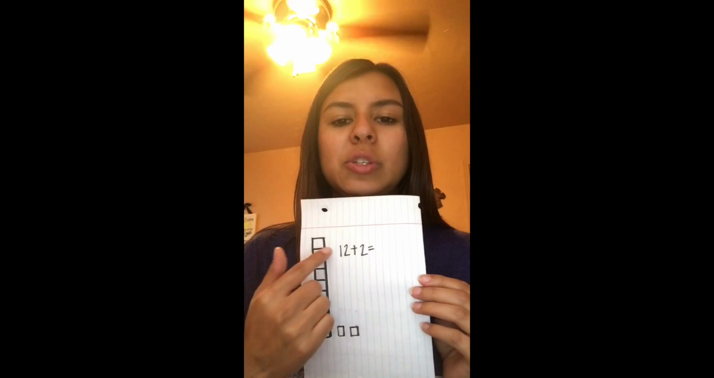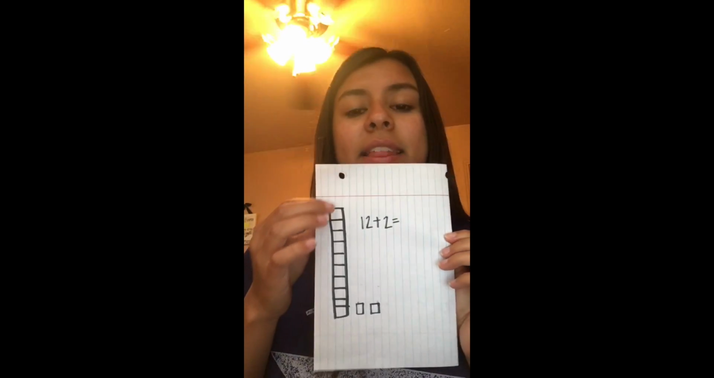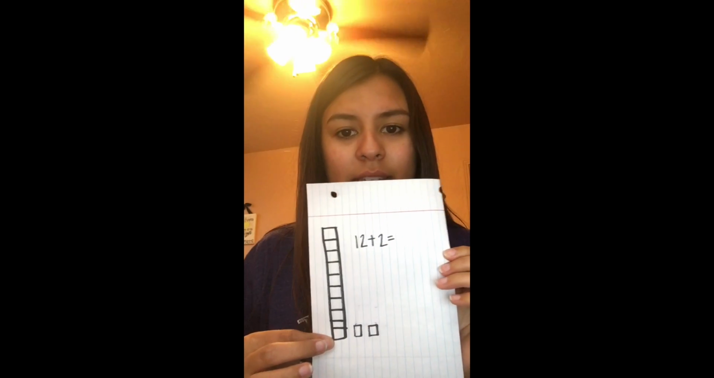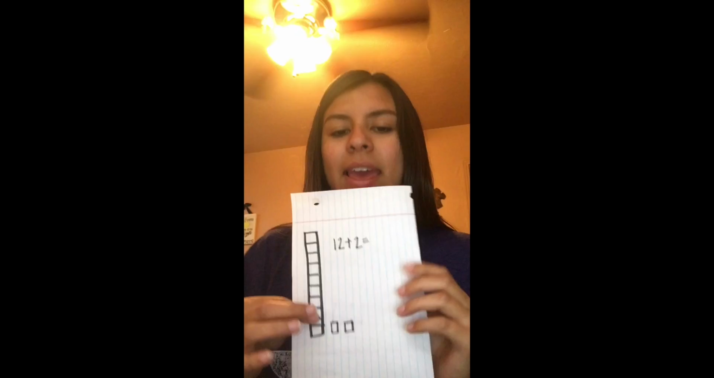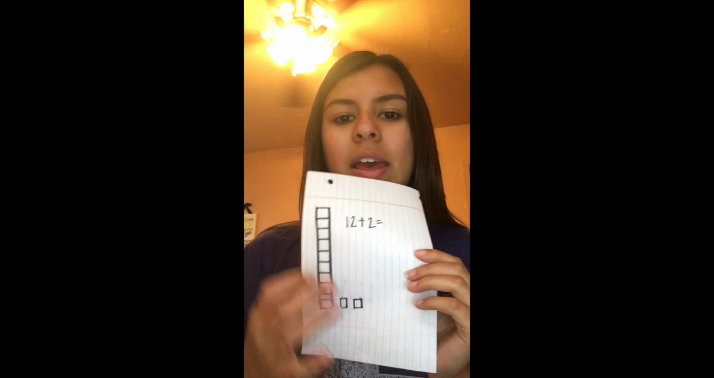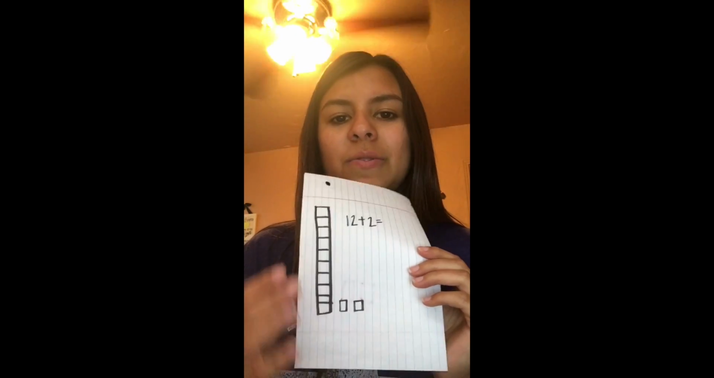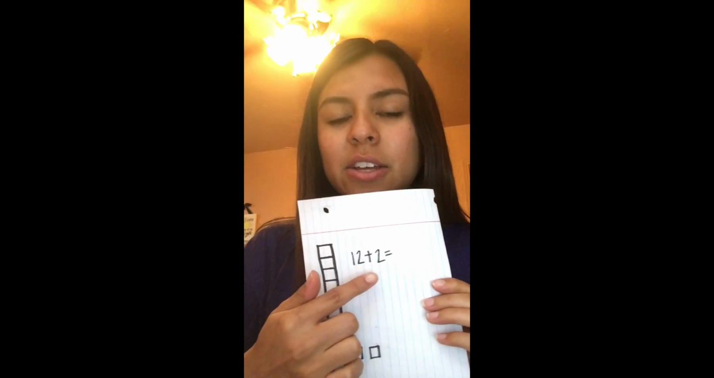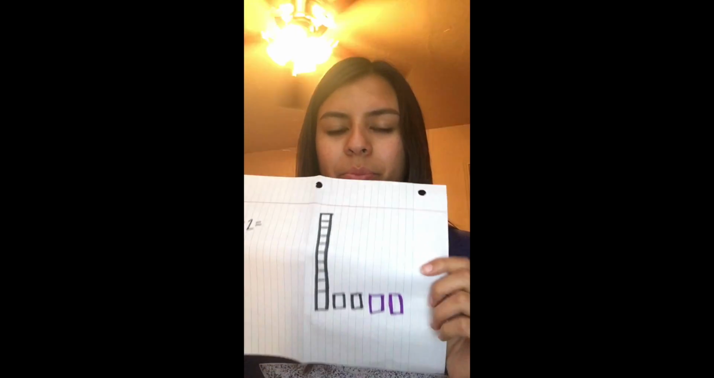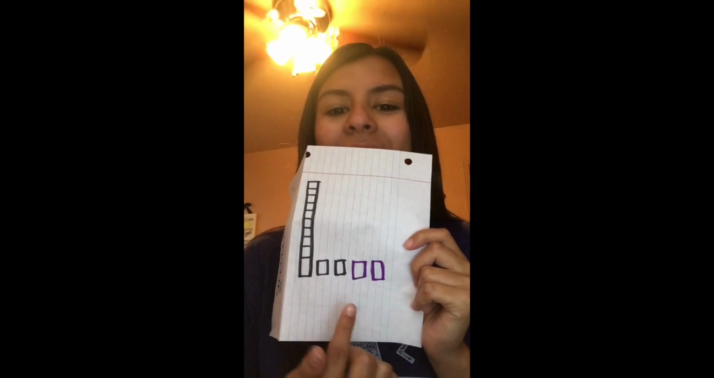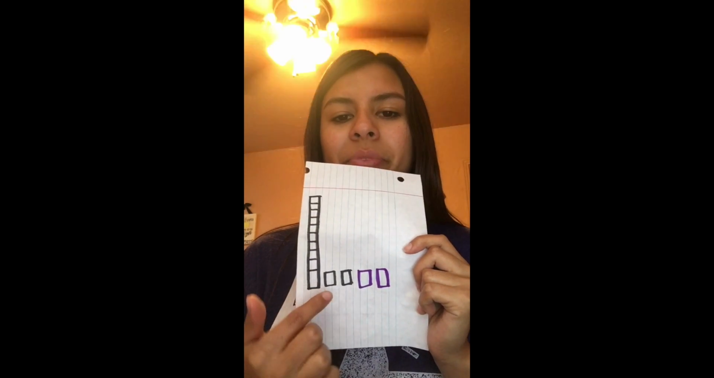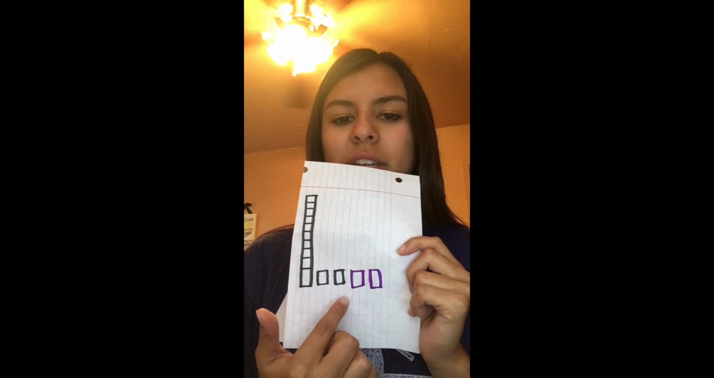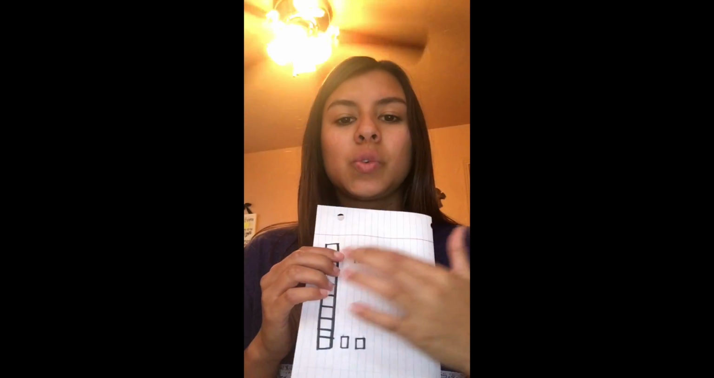So here I have 12 plus 2. So you can see that I have 10 blocks, which equals 10, because every one equals 1. And then I have 2, so this would be 10, 11, 12 right here. So now we have to add 2 more blocks. So here I have added 2 more blocks. So together we have 10, 11, 12, 13, 14. So that would mean that 12 plus 2 equals 14.